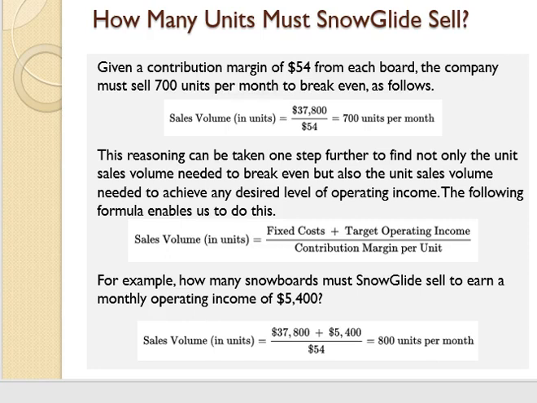So the formula is very easy. Just like this, you have the fixed cost over contribution margin per unit. The only thing you need to do is add my operating income. How much profit do I want to make? For example, how many snowboards must Snowglide sell to earn a monthly operating income of 5,400? Well, just add 5,400 to the break-even model, and therefore instead of breaking even at 700 units, if I want to make a profit of 5,400, I have to sell 800 units. Now you see how simple and elegant this is. It's a very basic model, and it works in so many different ways.